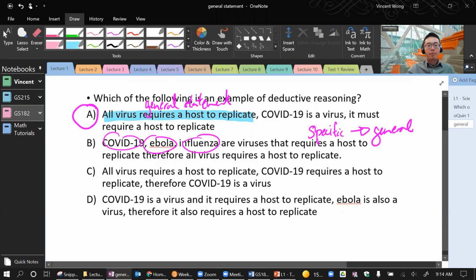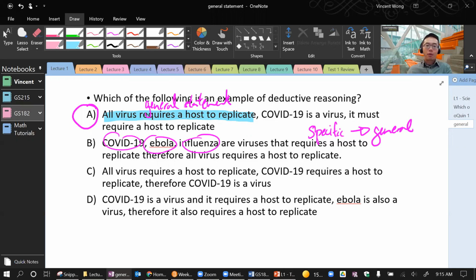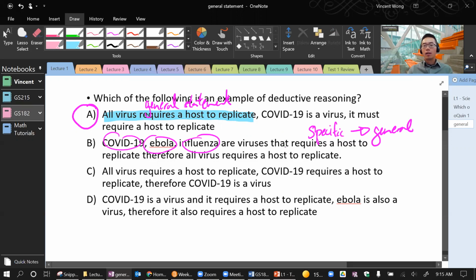It's like the fish is made up of cells, the cat is made up of cells, the flower is made up of cells. So therefore, all living things are made up of cells. So this is the wrong order. This is actually an example of inductive reasoning. Okay, so for that reason, B is not correct.